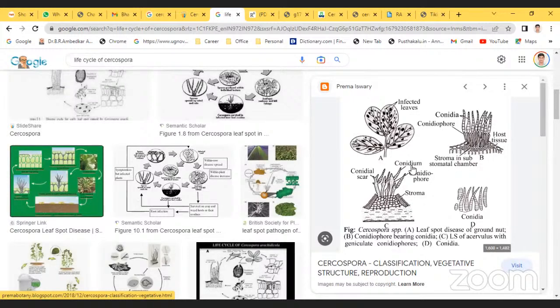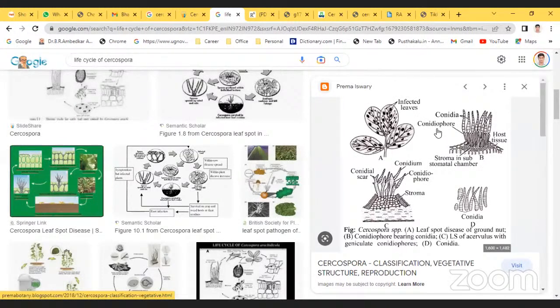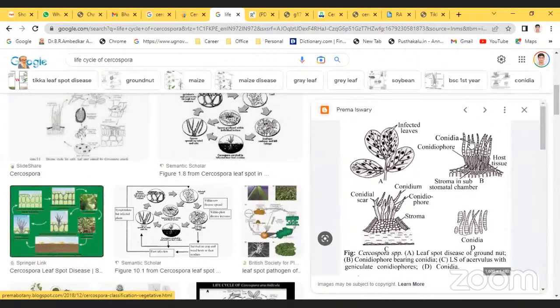So here, these are the symptoms. Just you observe. So here the B, these are the conidiophores. What are the conidiophores? Already we discussed the conidiophores, it is a body-like structure. These are the conidiophores. In the upper side, it is conidia. You know the difference between these two? These are the host tissue, stroma and substomatal chamber.